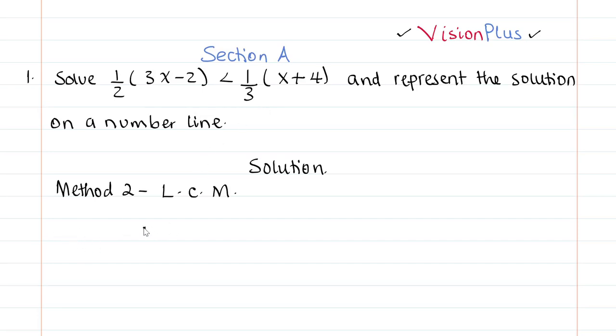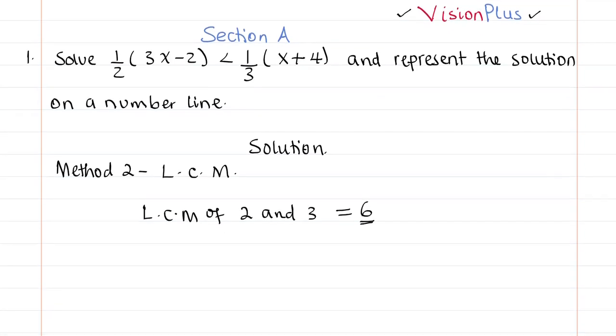So what is the LCM of 2 and 3? That is senior 1 work. The LCM of 2 and 3 is 6. Basically, LCM means the lowest common multiple. In other words, it is the smallest number that can be divided by 2 and 3, which is 6. After getting the LCM, we multiply both sides of the inequality by the LCM, which is 6.